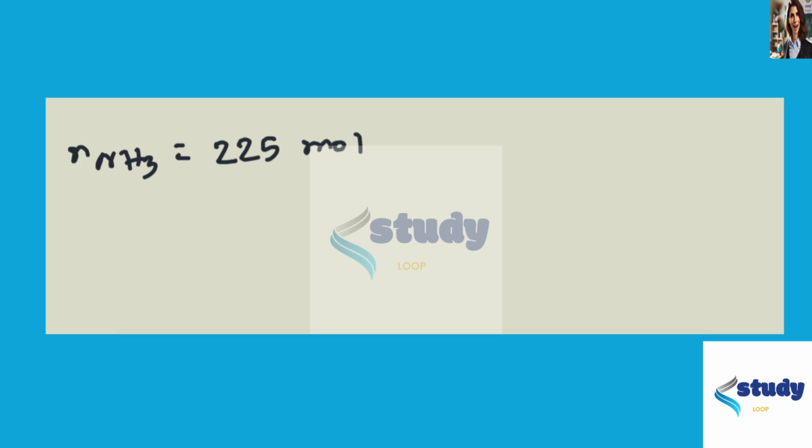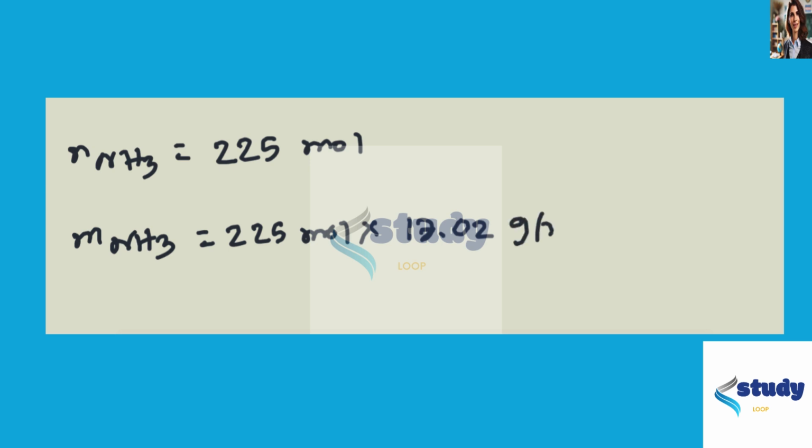Now from here we can find out the mass of ammonia which we need. Just as we know that the number of moles is mass over molar mass, that means mass equals number of moles times the molar mass. So the molar mass of ammonia is 17.02 gram per mole, and it will give us a value of approximately 3825 gram ammonia.